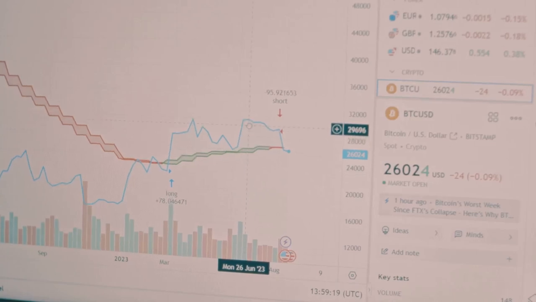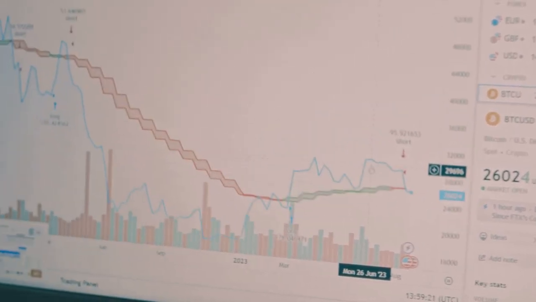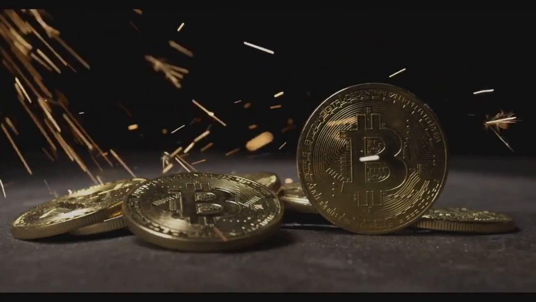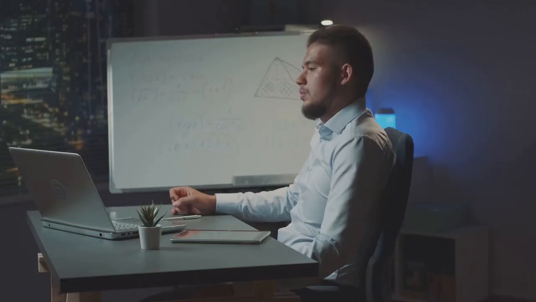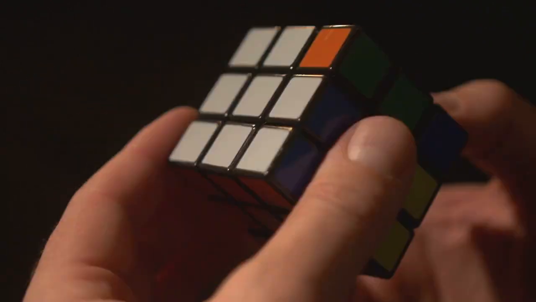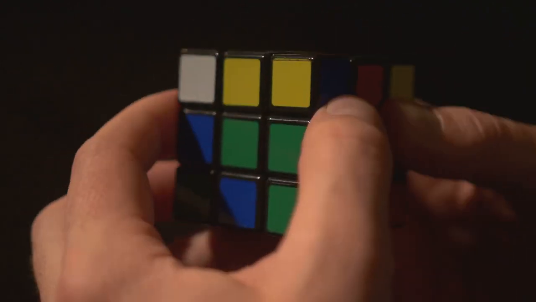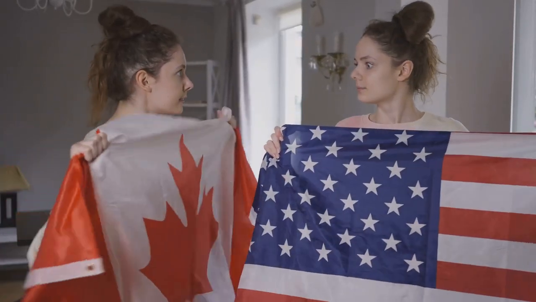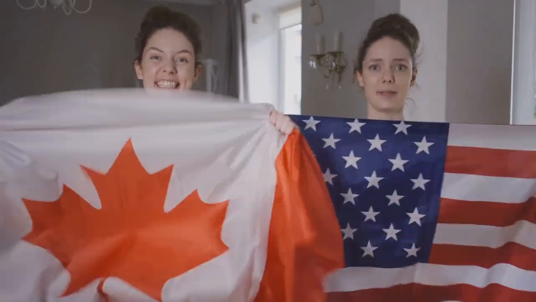If your crypto wallet looks like a math nightmare, you're in the right place. Today we're talking crypto taxes. All right, let's break it down. Crypto taxes can feel like trying to solve a Rubik's Cube blindfolded, but it doesn't have to be that hard. Whether you're in the US or Canada, the basics are pretty similar.